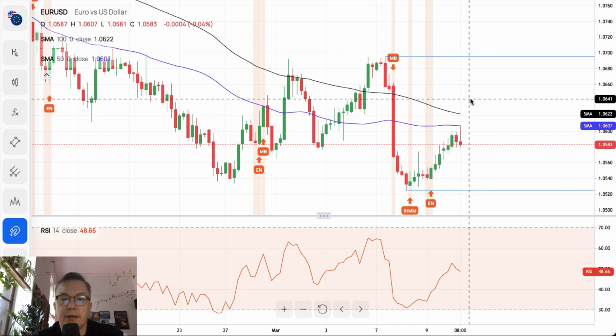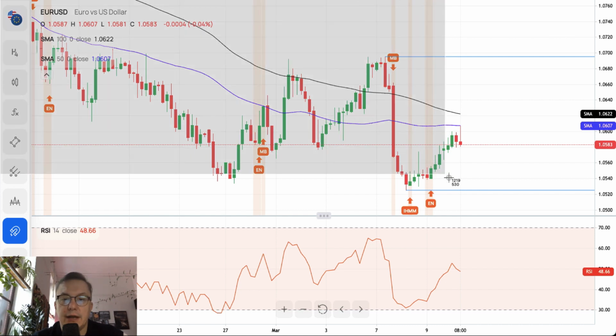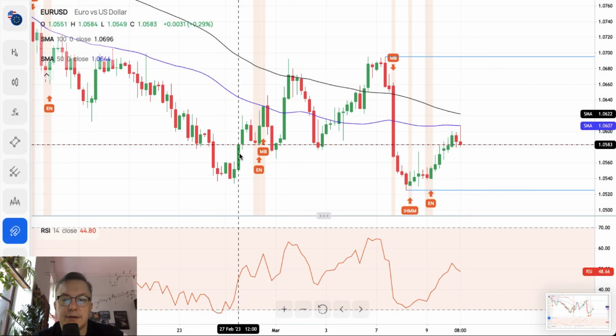So it looks like the US dollar is performing quite well, but now there is a little bit of a pause because the market traders, investors, speculators await the NFP payrolls data. Screenshot, and let's go to the other market.